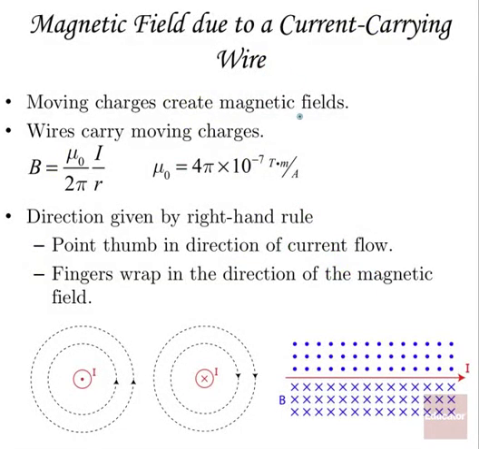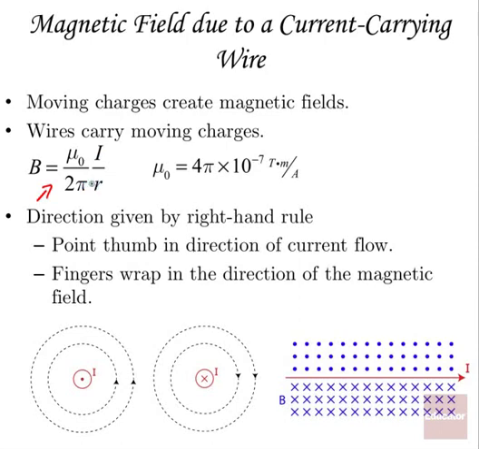Magnetic field due to current carrying wire. Moving charges create magnetic fields, and wires carry moving charges, so you must have a magnetic field around a current carrying wire. The magnitude of that magnetic field created by a current carrying wire is given by this formula. B equals mu naught, the permeability of free space, times the current flow in amps divided by 2 pi times the distance from the center of that wire.